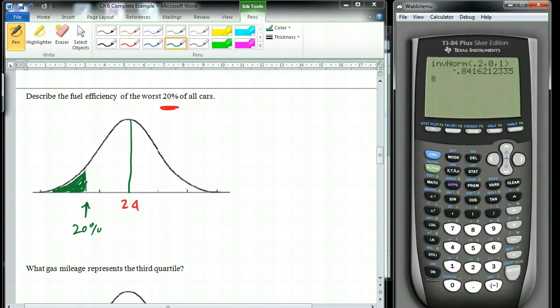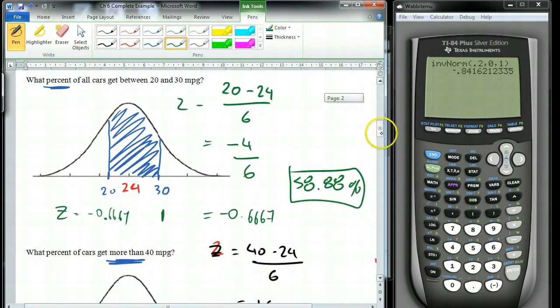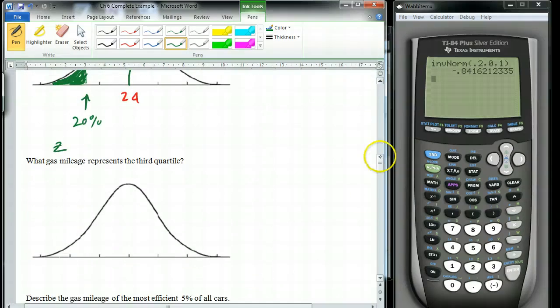Okay, so the Z-score that's equivalent to 20% is negative 0.8416. Do four decimal places.